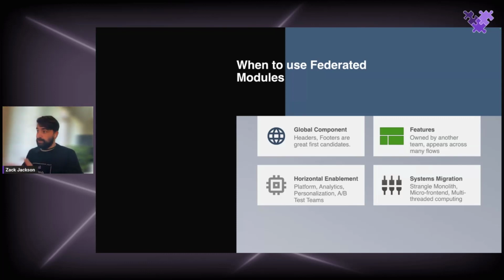Obviously, features owned by different teams, working across several different flows, is a great candidate. Horizontal enablement's also a really good place, and actually, this was the first place I went for after I'd built Federation: fixing our A/B testing. We didn't have to use a tag manager or patch the DOM with document write or append or whatever, but rather have the personalization, A/B test and analytics teams write first-class, first-party code that we would consume as if it was our own code.